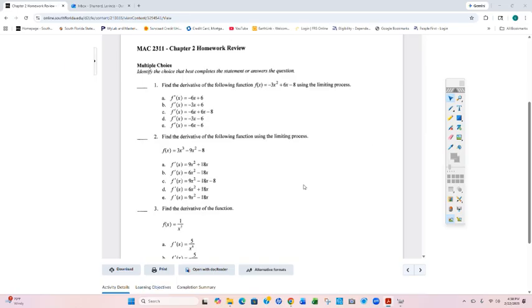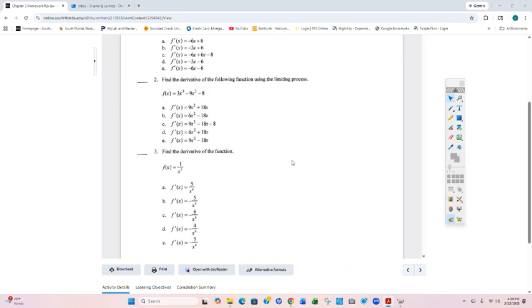Answer A, f prime of x equals negative 6x plus 6. Answer B, f prime of x equals negative 3x plus 6. Answer C, f prime of x equals negative 6x plus 6 minus 8. Answer D, f prime of x equals negative 3x minus 6. Answer E, f prime of x equals negative 6x minus 6. Now, if you want to try this, pause the video now and turn it back on when you're ready. Okay, the correct answer is A, and this came from section 2.1.